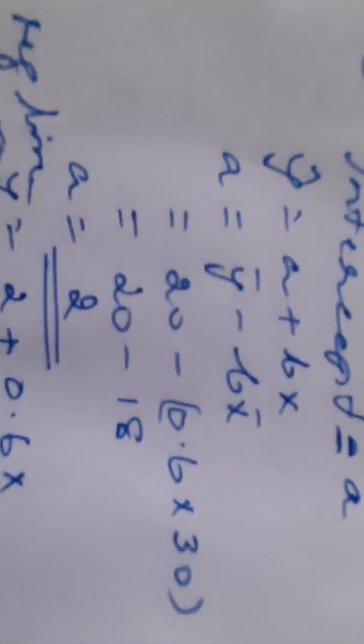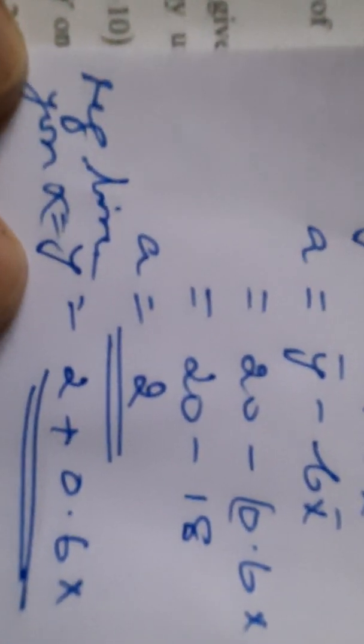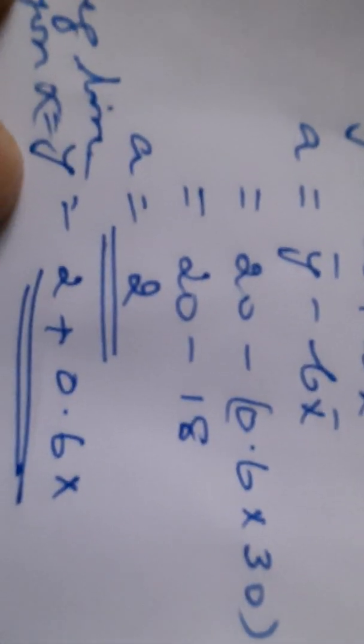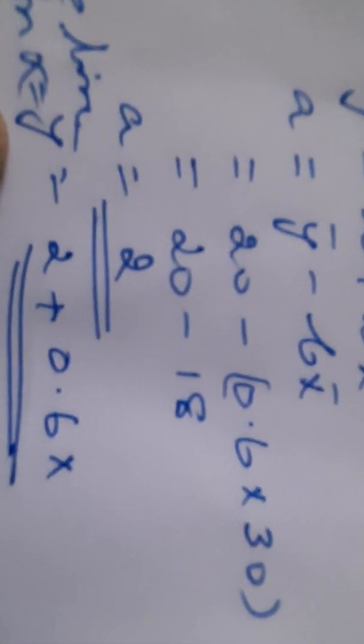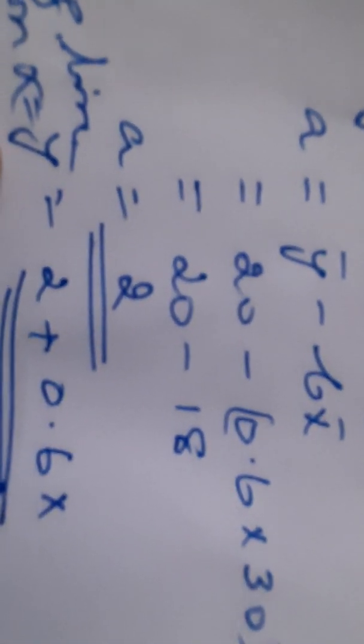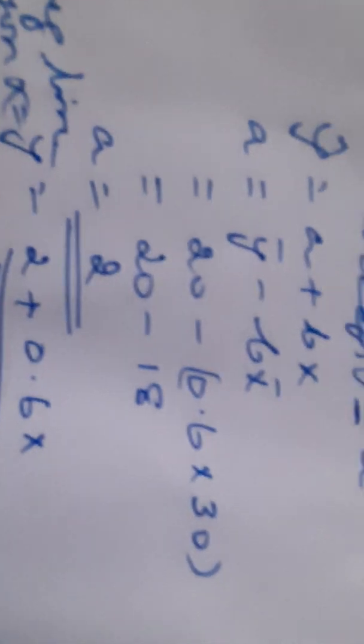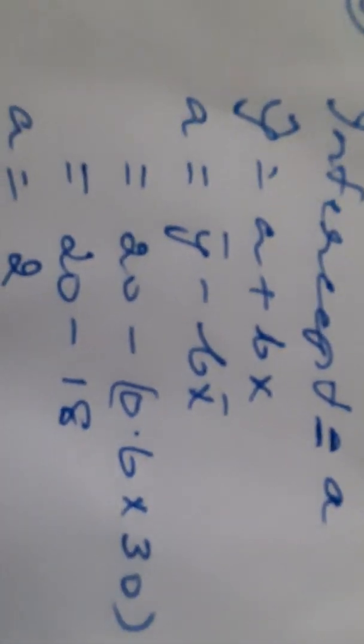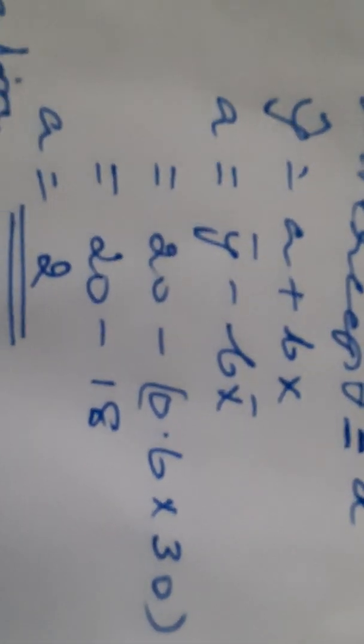And the second part is write the regression line of y on x. That is y cap is equal to 2 plus 0.6x. 2 is A, and 0.6 is b, x is x. So if you write this much, you will get both the marks. Okay, that is the third question.